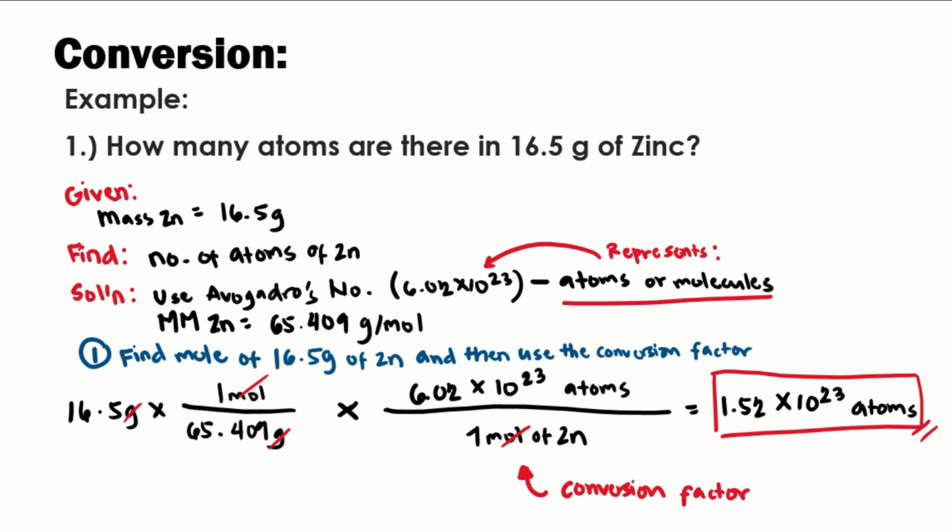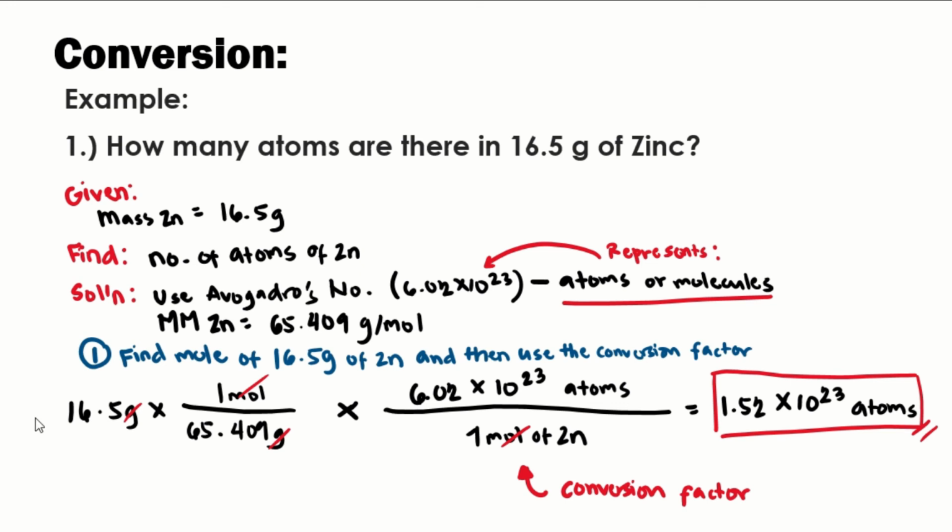So now, since we're asked to find how many atoms there are in 16.5 grams of zinc, this is where we apply it. With the given mass of zinc, 16.5, we are asked to find the number of atoms of the zinc. So the solution here is to use Avogadro's number. Again, Avogadro's number represents the atoms or molecules present in our element, ionic compound, or molecular compound. For this case, it's an element, so we are looking for atoms.